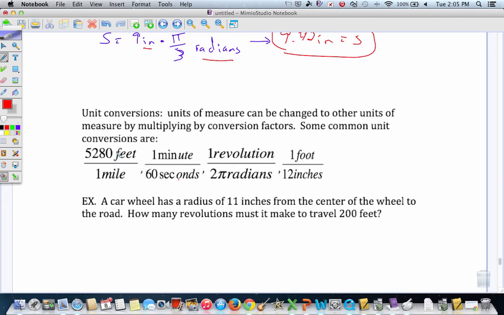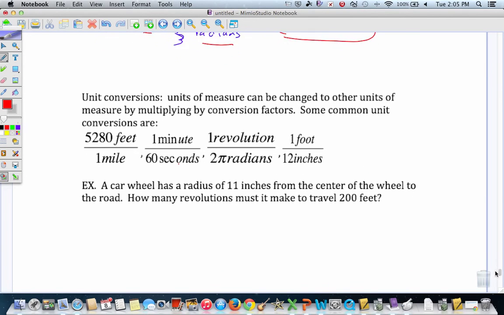These are unit multipliers, meaning the numerator and denominator have the same unit of measure, but they are measured in different forms. They mean the same thing. 5,280 feet is 1 mile. So if I were to multiply by this fraction, I'd be multiplying by 1, which doesn't change the value, it just changes the form or the label here. And you'll see that illustrated in our next example.